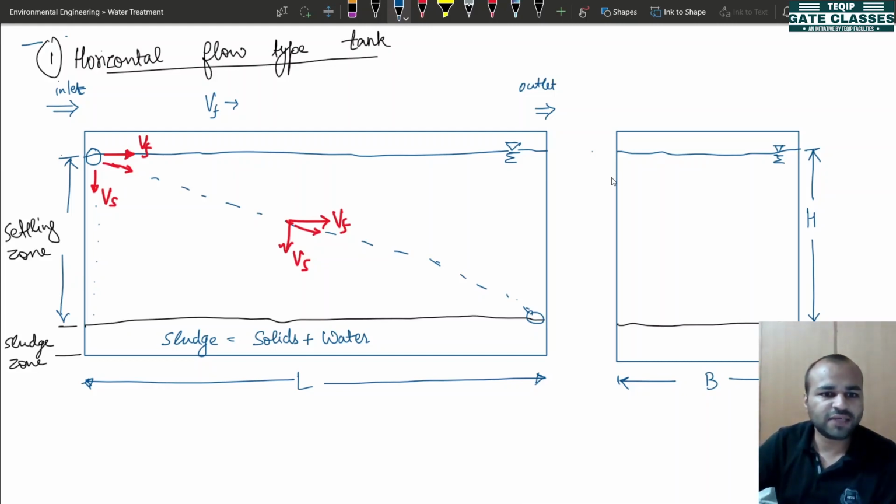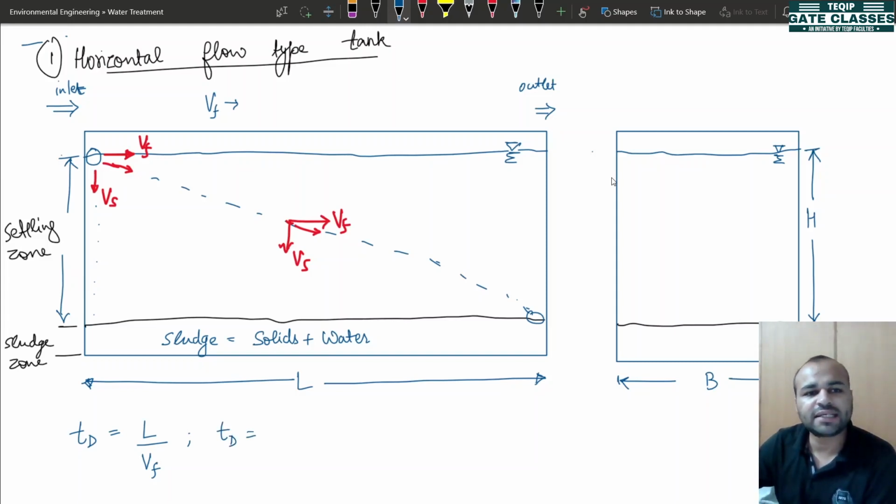So with this, what can we calculate? What can we find out? If we take TD as the detention time, can we write it as L, that is the length, by Vf, that is the flow velocity? Also, can we write that the detention time will be equal to the height of the settling zone divided by the settling velocity? This is the vertical distance covered and the left one is the horizontal distance covered. I hope these basic things are clear.